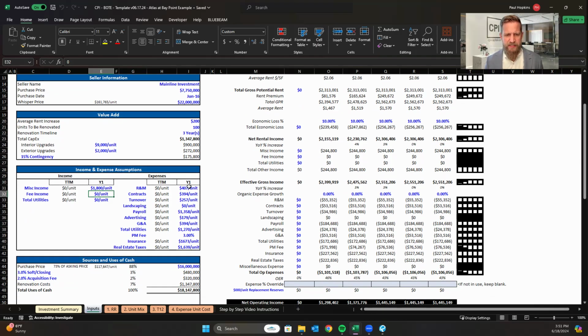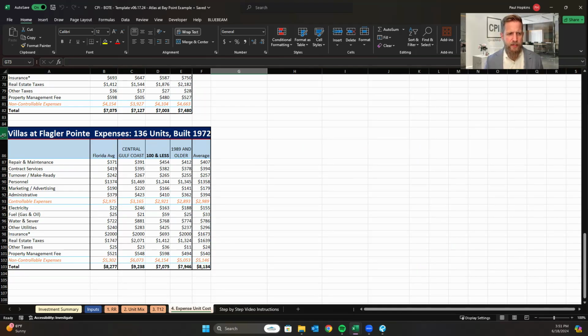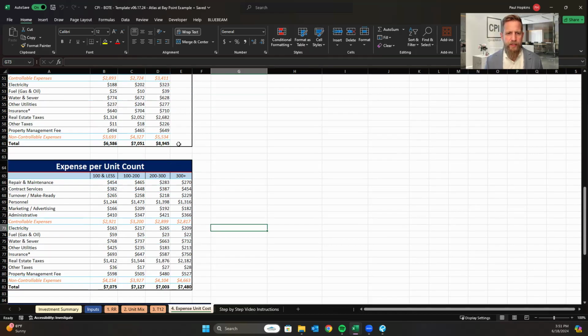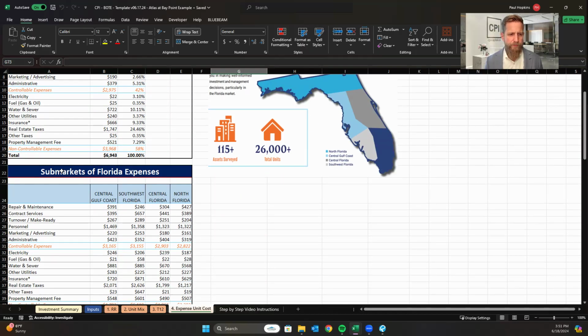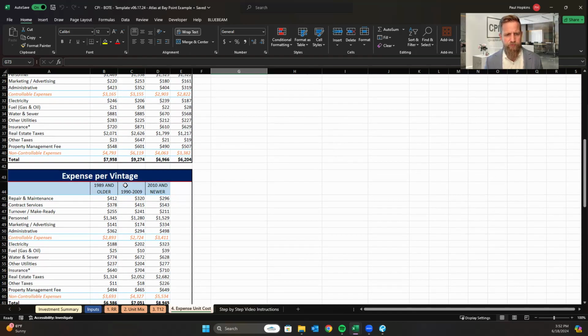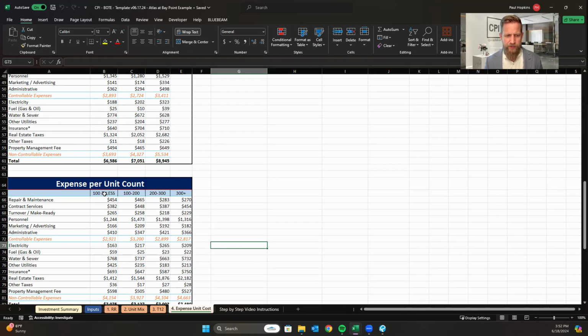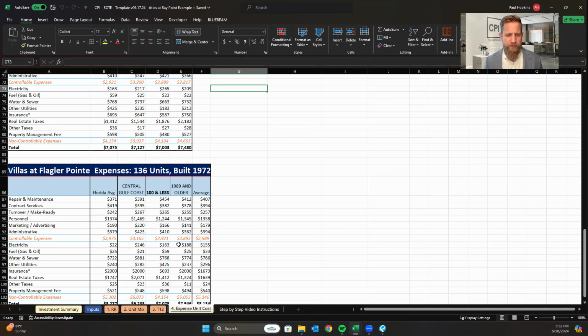As far as these expenses, like what I was saying in the previous section of this video, I've collected information about expenses and expense ratios and expenses per unit throughout the state of Florida, and separated it out based on the market, so like the submarkets. So we've got the Central Gulf Coast and the Southwest, Central, North Florida, expense per vintage, per unit count. So anything that's less than 100 units or greater than 300 units. And then I've summarized it down here.